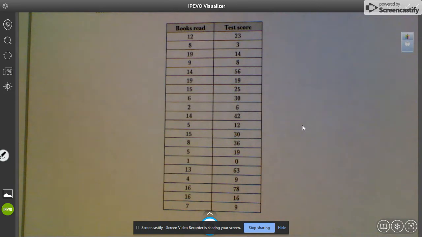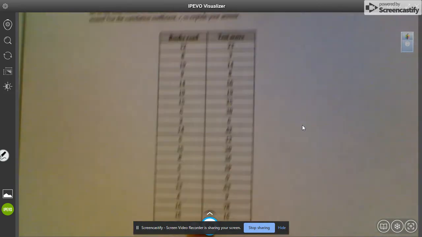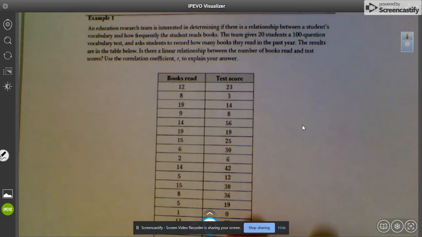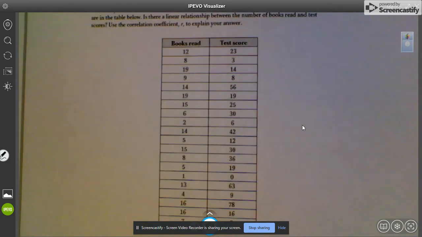All right, so we got books read and test scores, right? And if you read the question, it says a research team is intending to determine if there's a relationship between the students' vocabulary and how frequently they read books. The team gives 20 students a 100-question vocabulary test and asks students to record how many books they read per year. The results are in the table below. Is there a linear relationship between the number of books read and the test scores? Use the correlation coefficient R to explain your answer.